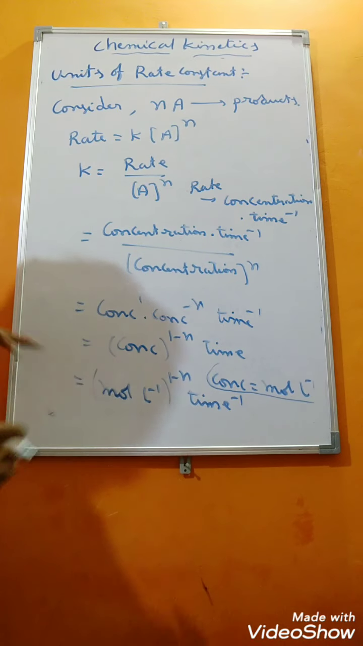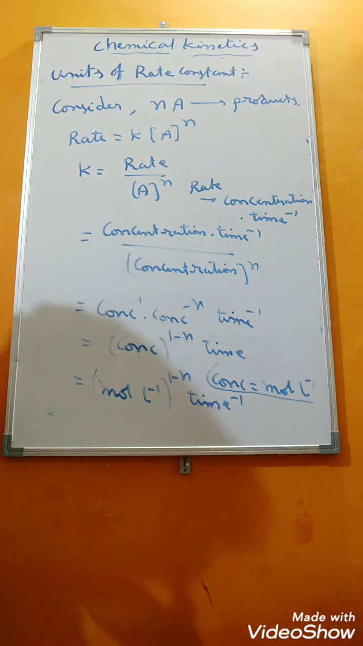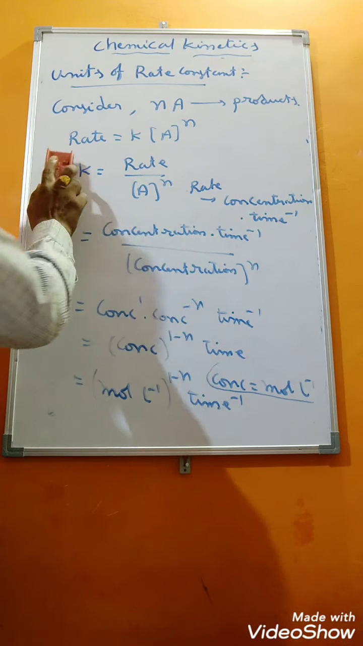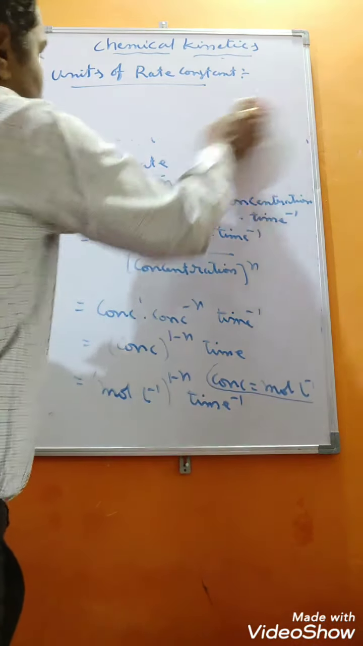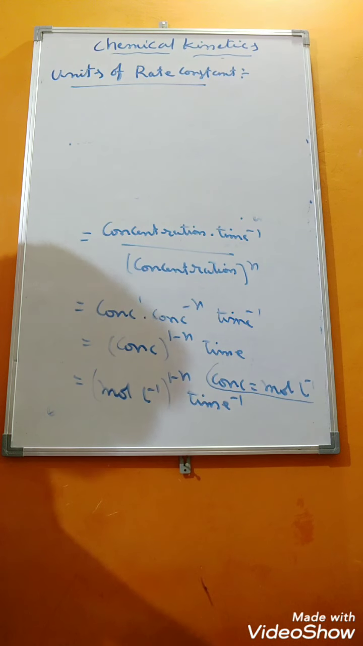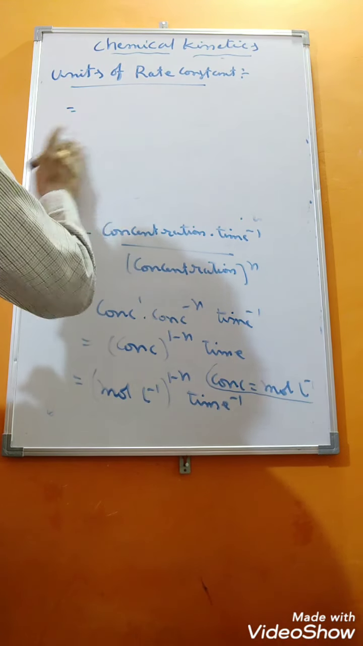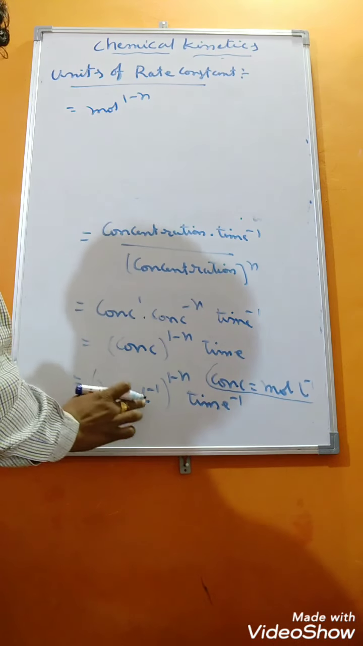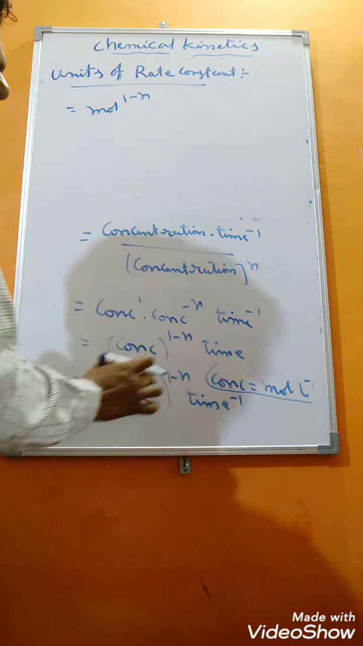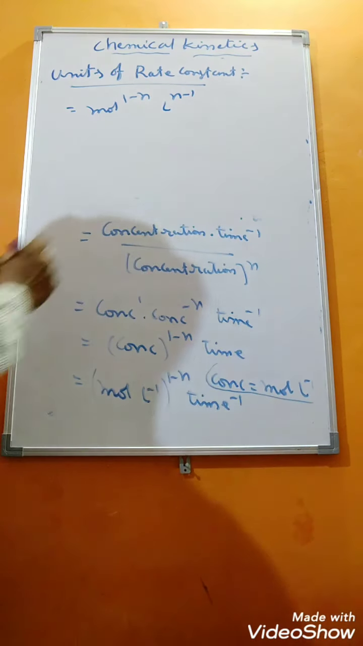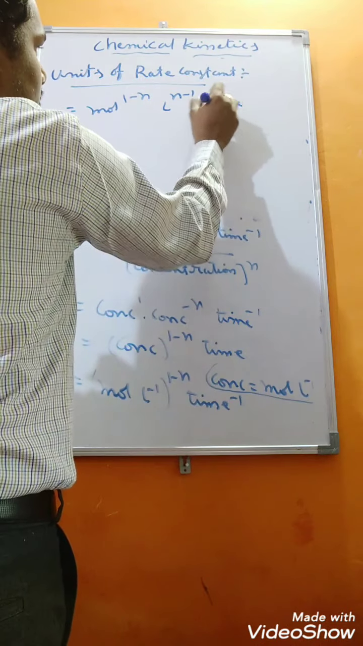Time inverse. Mole liter inverse whole power 1 minus n, time inverse. Then you can simplify this one. What you will get, students, after simplifying? Mole power 1 minus n. This is liter power minus 1 whole power 1 minus n, right? So then what you will get? Liter power n minus 1, time inverse.